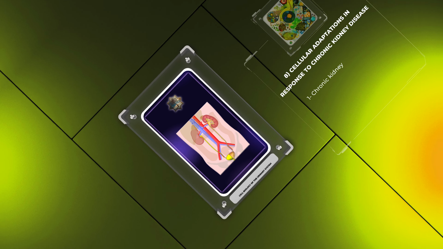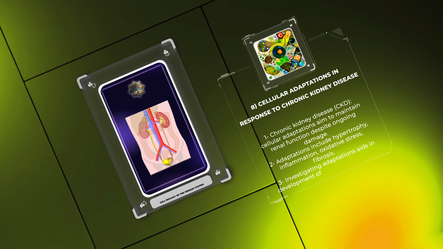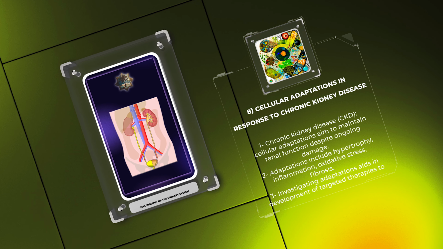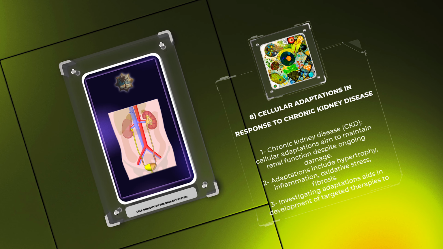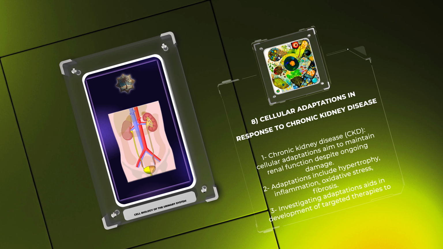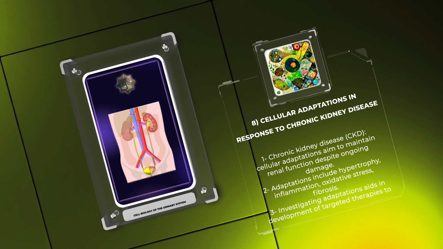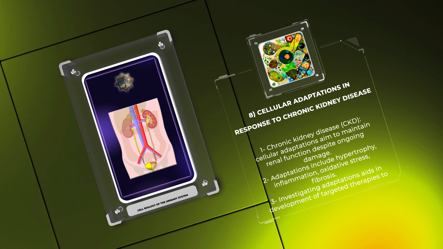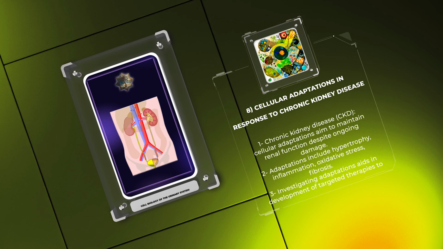Chronic kidney disease, CKD, initiates a cascade of cellular adaptations aimed at maintaining renal function despite ongoing damage. These adaptations include hypertrophy, inflammation, oxidative stress, and fibrosis. Investigating these cellular adaptations can aid in the development of targeted therapies to halt or slow down CKD progression.